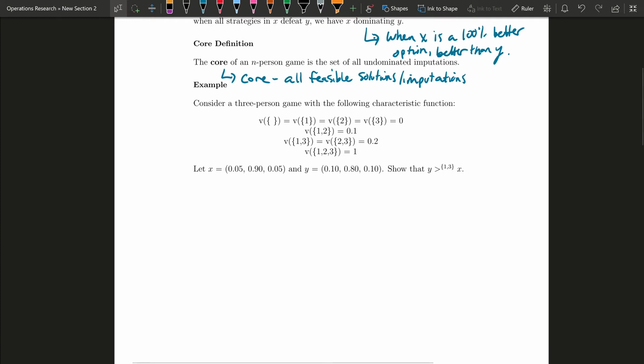So now they give us two imputations here. We have imputation X and imputation Y, which again, these are just giving us our rewards for each player 1, 2, and 3. And they wanted us to show that for players 1 and 3, Y is going to be a greater option than X. That's what this little notation means here, basically: for player 1 and player 3, show that Y is greater than X.